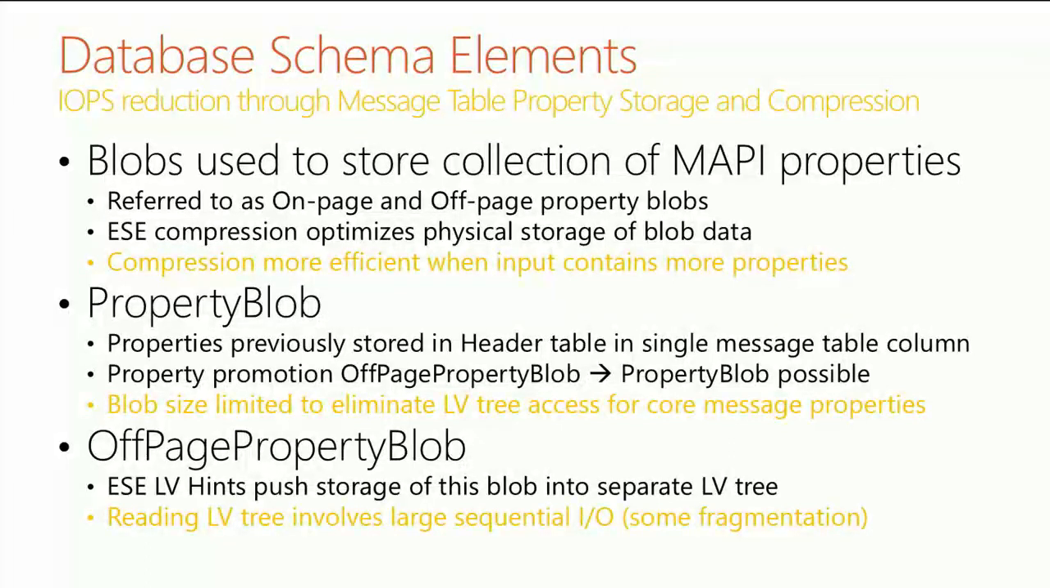Think metadata. This is what we refer to as our property blob, which is the metadata associated with a message that's typically used to build views. Sometimes views are created on the off-page property blob, but this is generally where things like the body of the message are contained. Think large blobs associated with a message that aren't attachments. And this allows us to store it and push it into an LV tree. We give hints into JET to say, we want to keep this on page or we want to push it off page, and that allows us to control the behavior of how things are stored in the JET database.